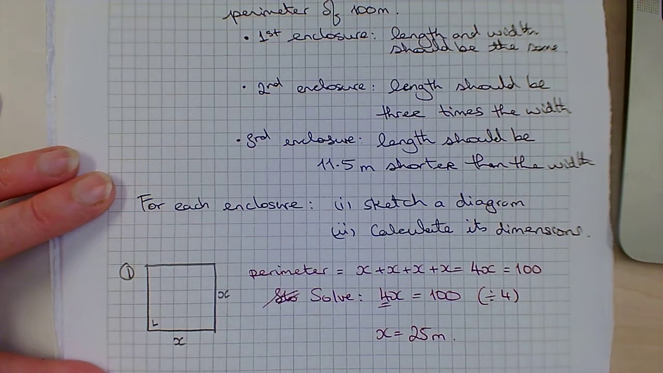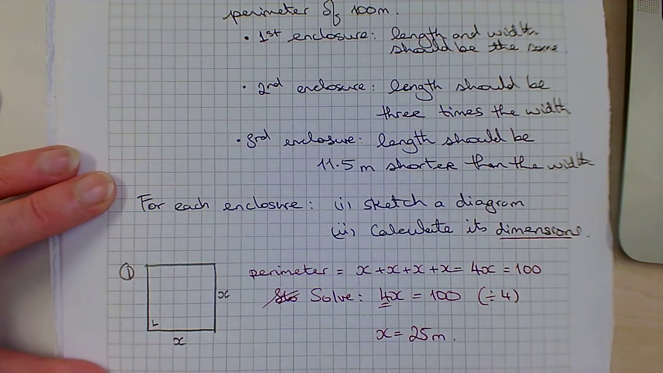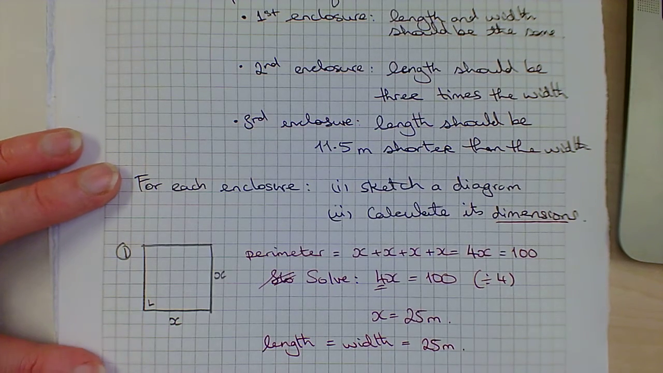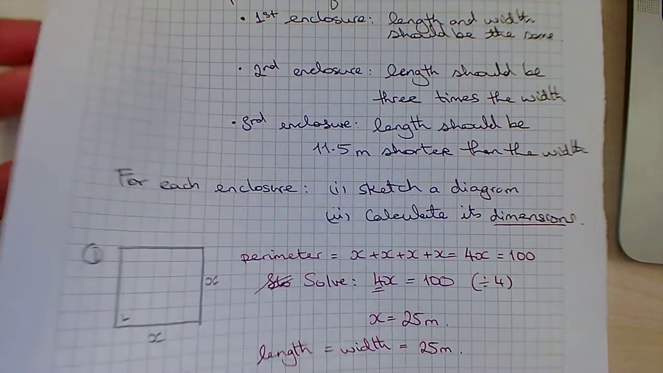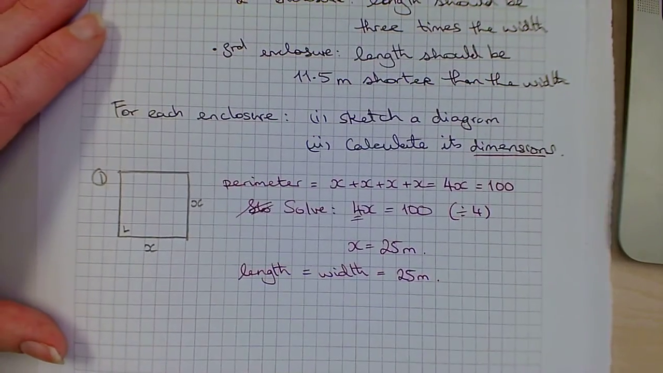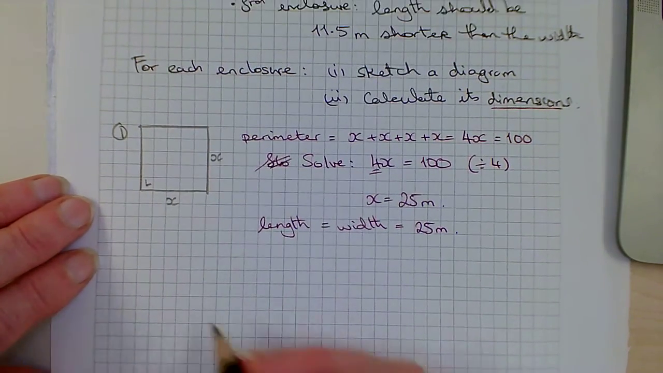Now, have we answered the question there? We've sketched the diagram. Have we calculated the dimensions? We have, but let's write it down a little bit more formally. The length is equal to the width, which is equal to 25 meters. Okay, so not too difficult for the first one. Let's look at the information that we have for the second one. We're told that the length is 3 times the width.